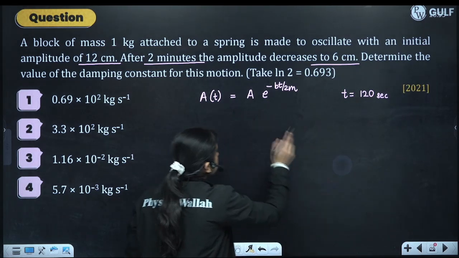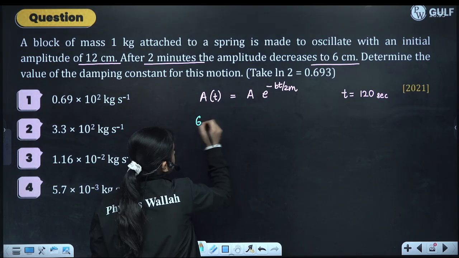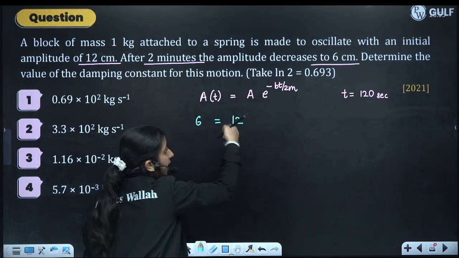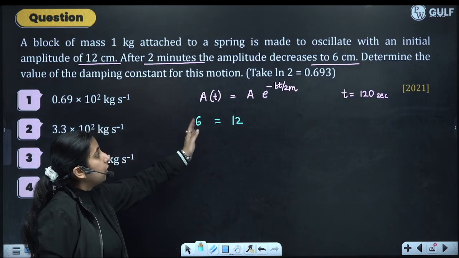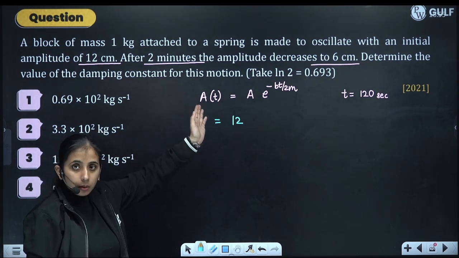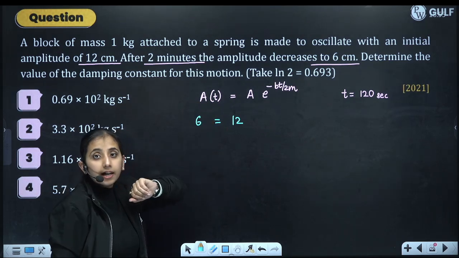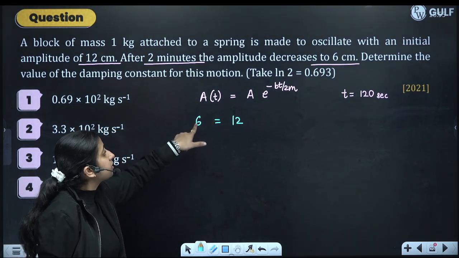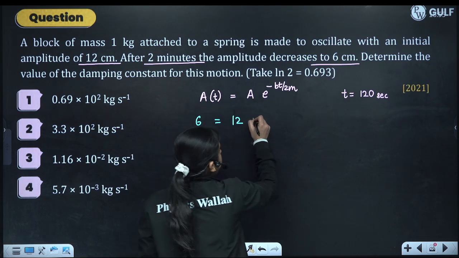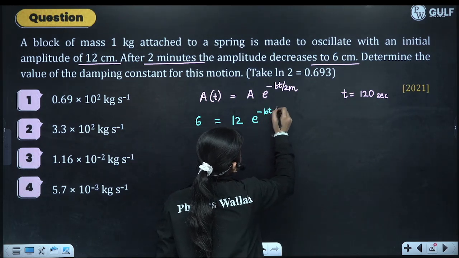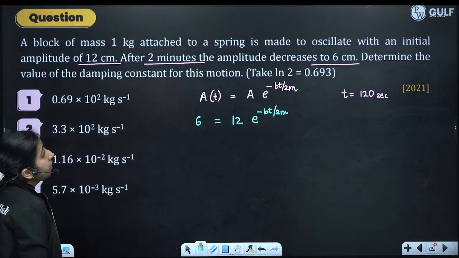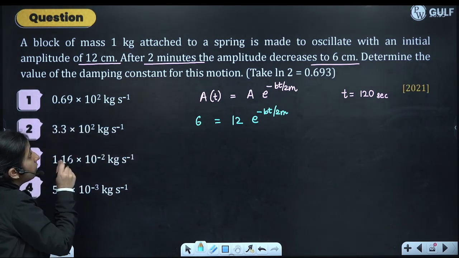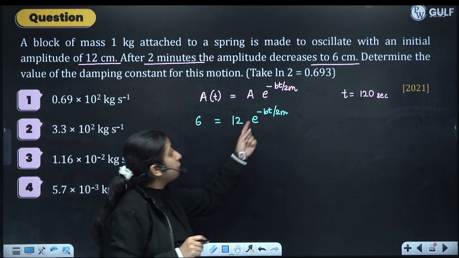Initially it was 12. A will be 12 at t equal to 0, and after 120 seconds, A of t, that is the amplitude at that time, is 6. So 6 is equal to 12 exponential minus bt by 2m. This is what we will get. Determine the value of the damping constant for this motion. We have to find the value of b.